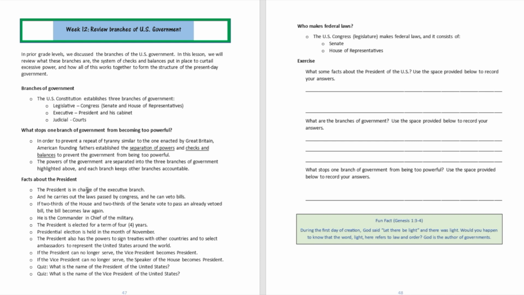What are certain facts about the president? The president is in charge of the executive branch, but there are certain things he cannot do, and there are certain things he can do and should do. He carries out laws passed by Congress. Well, that lets us know that he cannot make laws by himself. Even though he can veto bills, he has certain powers to say, well, I'm just going to go ahead and do certain things if Congress is not acting.